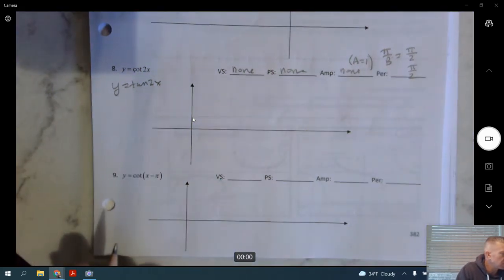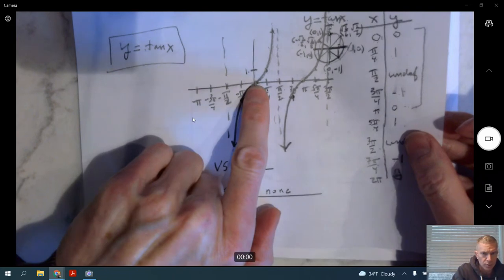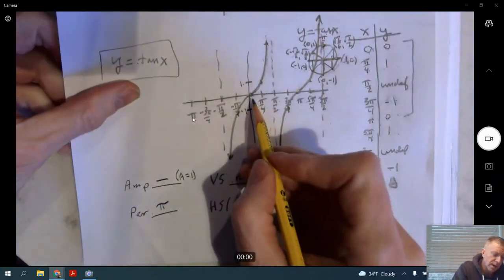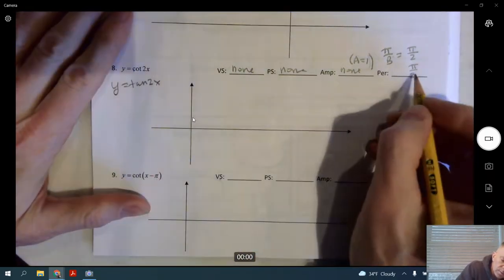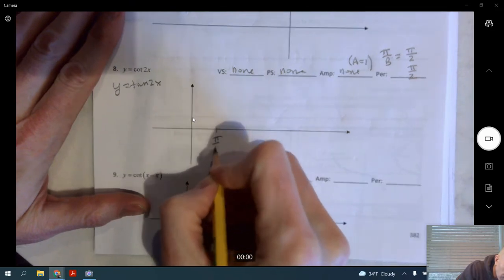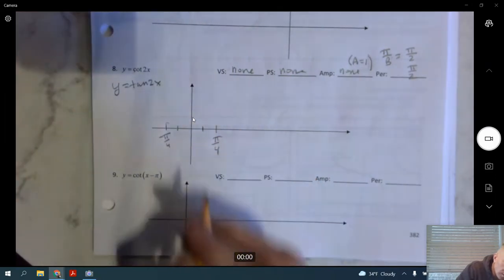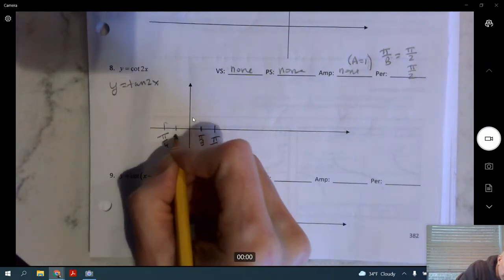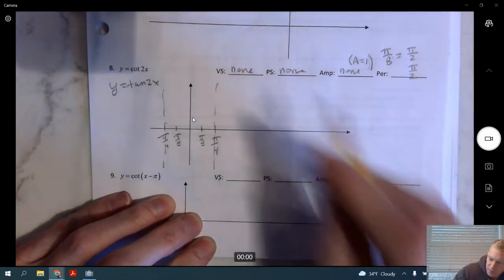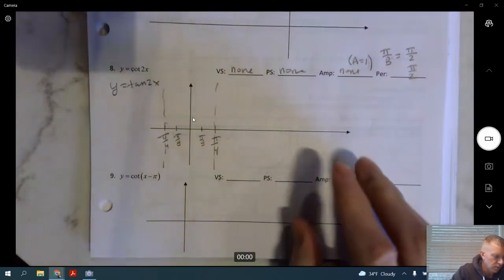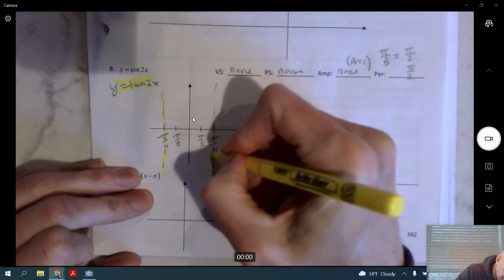Okay, remember the tangent graph looks like this. There's no horizontal or vertical shift, so we're going to go through the origin. We want half of the period to the right, half of the period to the left, and we'll draw our two asymptotes. So period's pi over 2, so half of that would be pi over 4, negative pi over 4. Halfway to pi over 4 is pi over 8, negative pi over 8. So here are your asymptotes. Remember, I'm graphing the tangent graph first. These are asymptotes for my tangent graph.